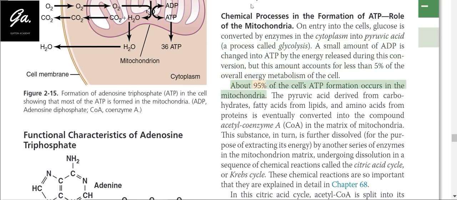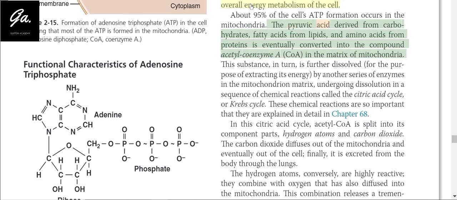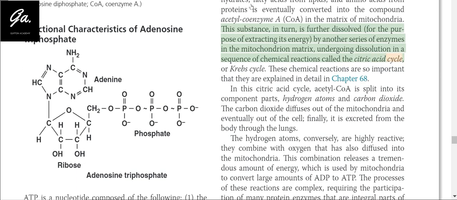About 95% of the cell's ATP formation occurs in the mitochondria. The pyruvic acid derived from carbohydrates, fatty acids from lipids, and amino acids from proteins is eventually converted into the compound acetyl coenzyme A in the matrix of mitochondria. This substance, in turn, is further dissolved by another series of enzymes in the mitochondrion matrix, undergoing dissolution in a sequence of chemical reactions called the citric acid cycle, or Krebs cycle. These chemical reactions are so important that they are explained in detail in Chapter 68.